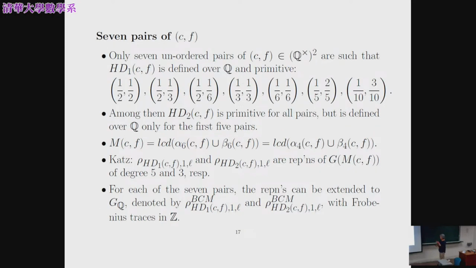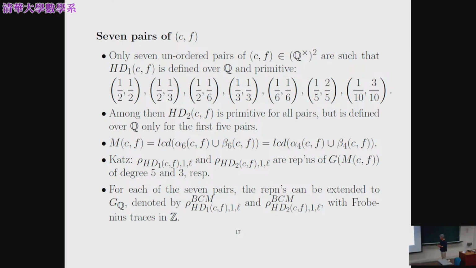So among all the pairs which are allowed, we are particularly interested in the case where the first datum is defined over Q, and there are only 7 such pairs. Okay, so let's just choose these 7 pairs. Then with these 7 pairs, we look at the second datum. Well, it is primitive for all, but it's defined over Q only for the first 5 pairs. For the last 2 pairs, the datum itself is not defined over Q.